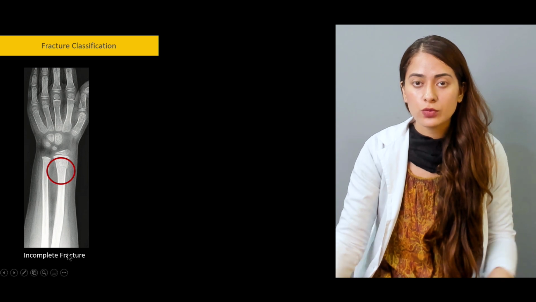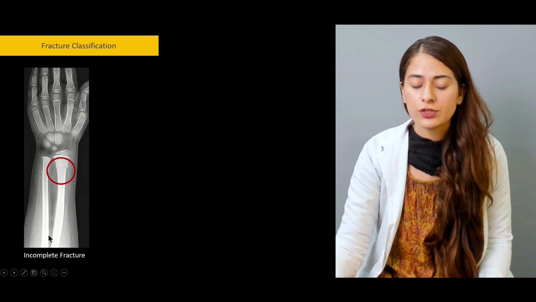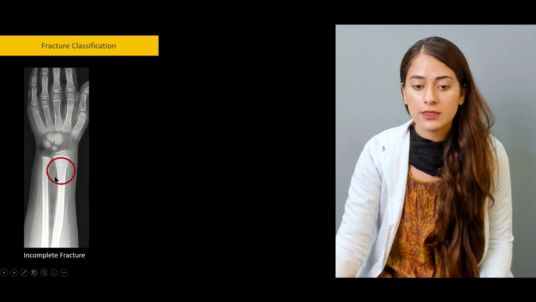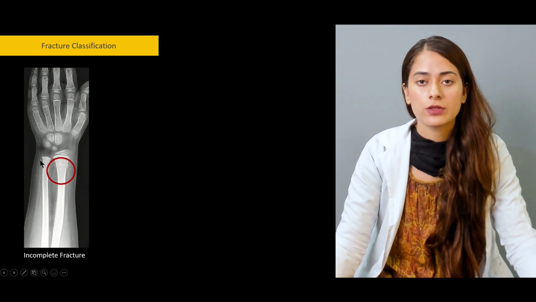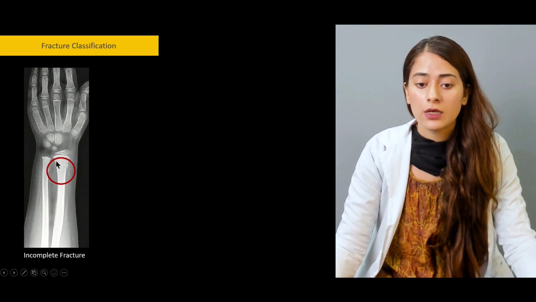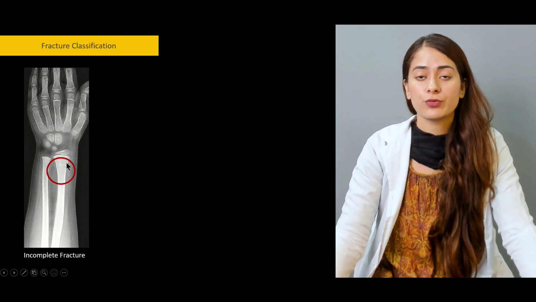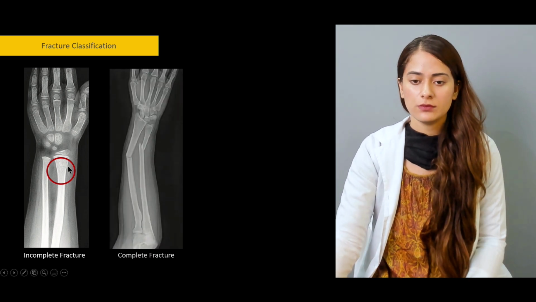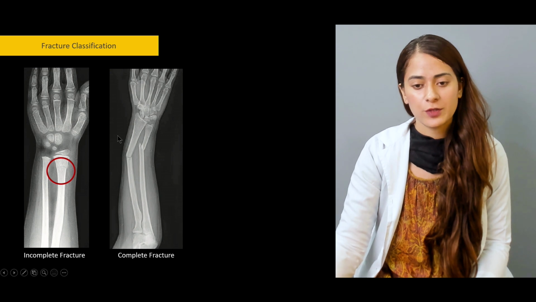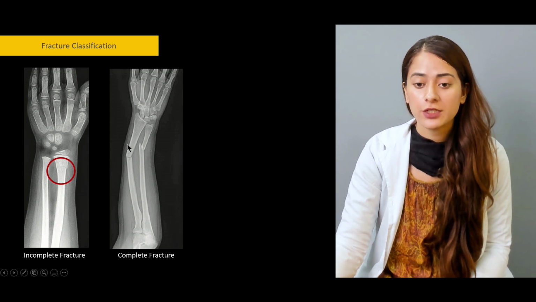Proximal means close to the center, and away from the center of the body is called distal. So this is a distal incomplete fracture of the radius bone. This is obvious, everybody can probably identify the fracture here.